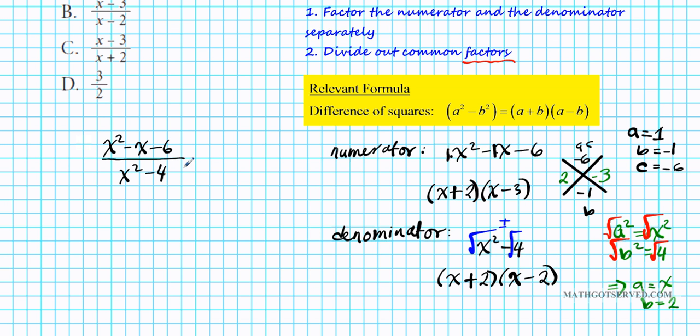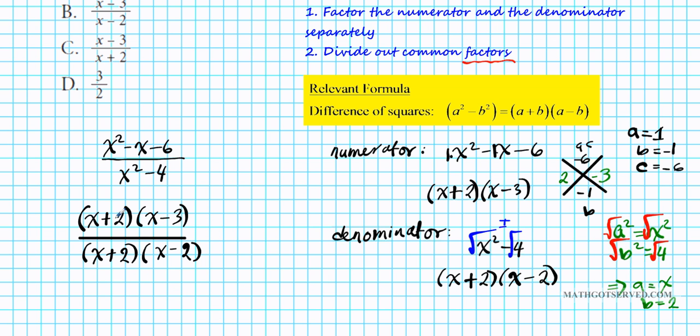So what I'll do is I'll rewrite this rational polynomial expression. I'm using the factored form, so I'll have x plus 2 times x minus 3 divided by x plus 2 times x minus 2. So x plus 2 times x minus 2.